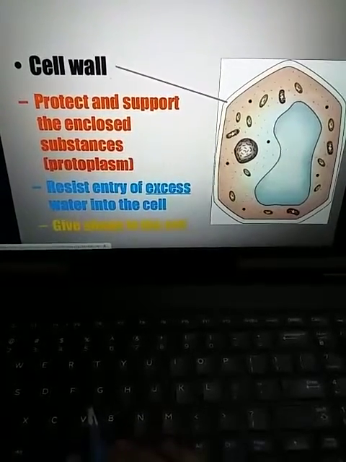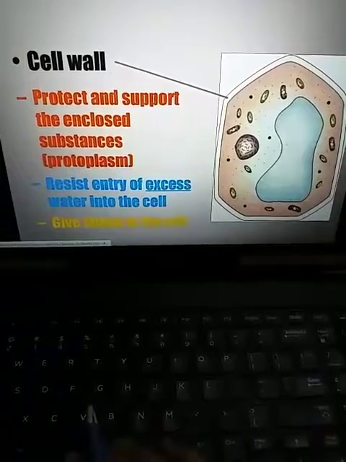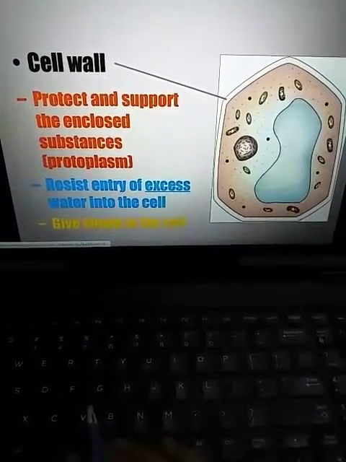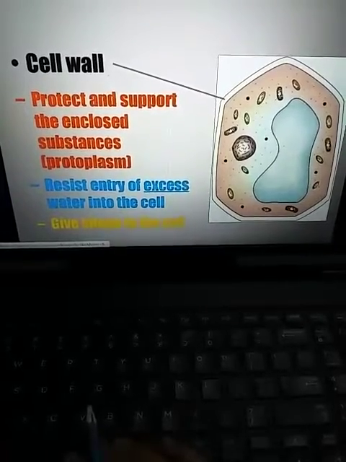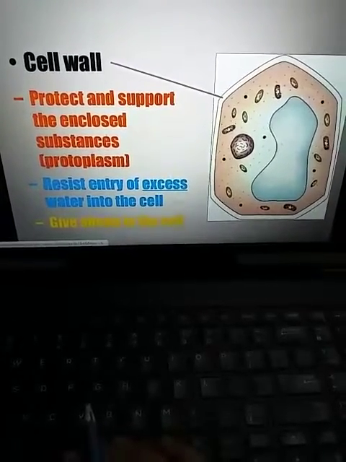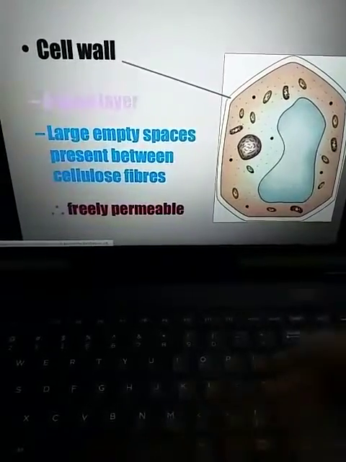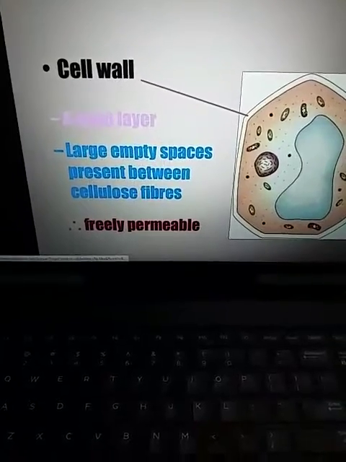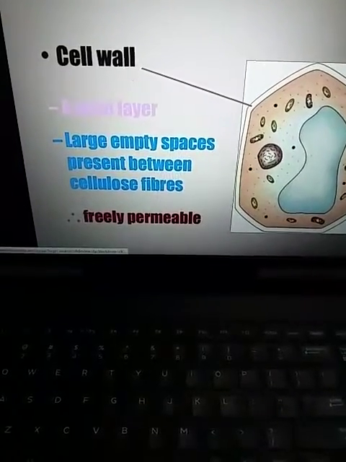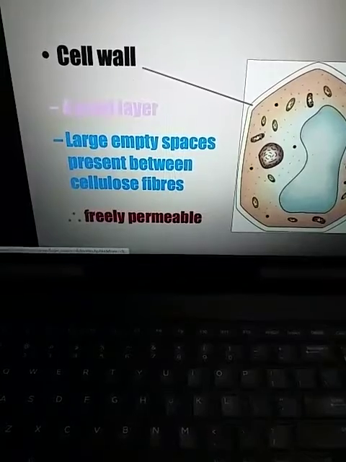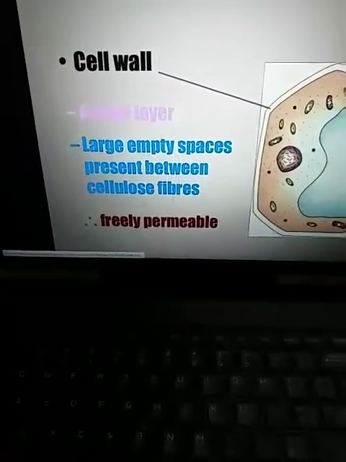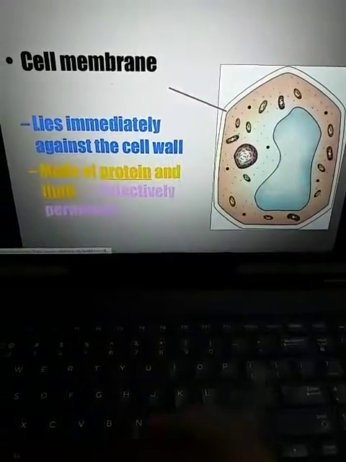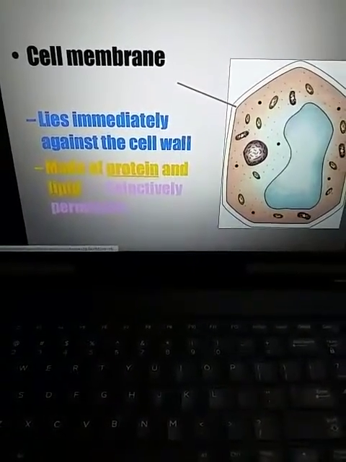Next, about what are the functions of the cell wall. It protects and supports the enclosed substances or the protoplasm, resists entry of the excess of water in the cell, and gives shape to the cell. This is the character of the plant cell only. Next we will read about the cell wall, that it has large empty spaces between the cellulose fibers, which makes it freely permeable. Okay, so this is the introduction of the cell wall of the plant cell.